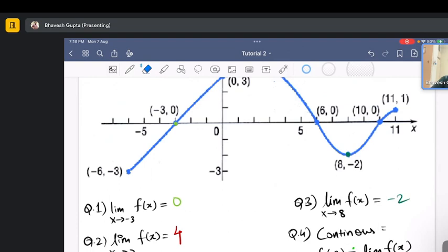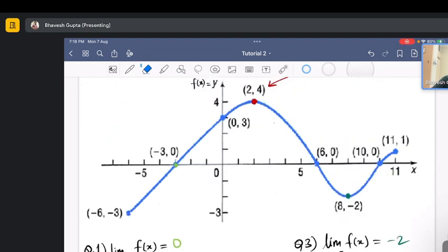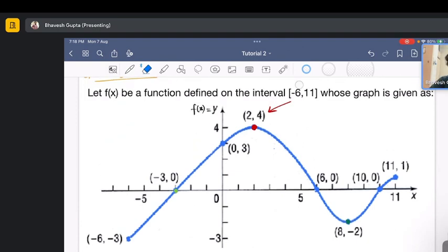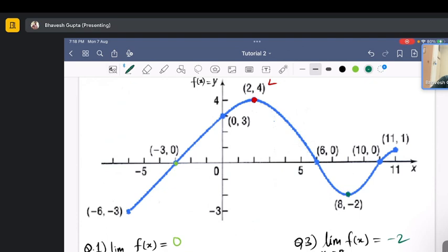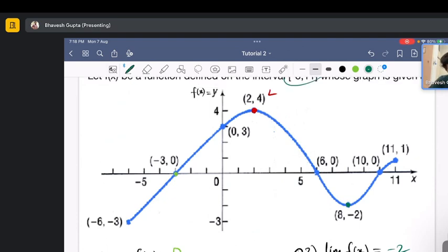Is the function continuous? Is the function continuous in the given domain? What is the domain? Domain is this. This is your domain, right? Yes, the function is continuous in the given domain. There is no discontinuity or ambiguity anywhere. One might argue, what about these points?